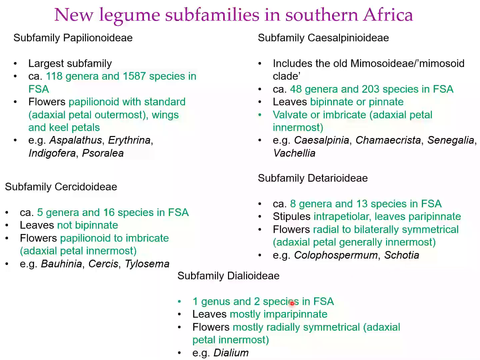And then the Dialioideae, not very well represented. These are mostly tropical groups, so big representation in South America, for example. We have 1 genus and 2 species in the FSA. Leaves are imparipinnate. The flowers radially symmetrical, and Dialium is our only representative with 2 species.